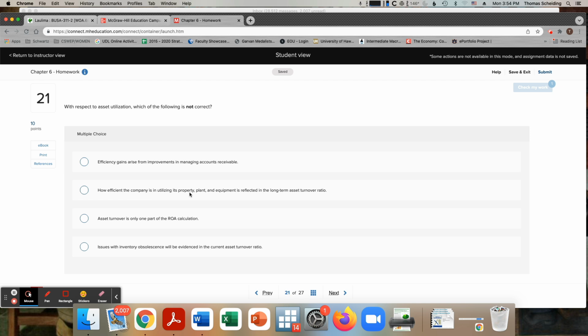How efficient is the company in utilizing property, plant, and equipment is reflected in its long-term asset turnover ratio. Yeah, that's actually what that ratio does. And efficiency gains arise from improvements in managing accounts receivable. Yeah, if I get paid back by my customers faster and manage it better, that would be an efficiency gain. So the incorrect statement, which is the correct answer, would be inventory obsolescence. There's nothing in terms of asset utilization where you would see inventory obsolescence in the asset turnover ratio.